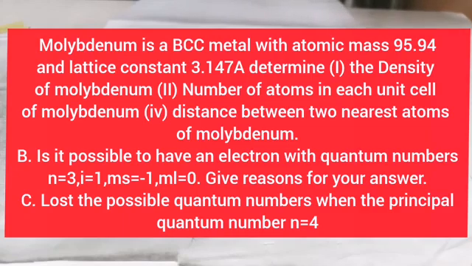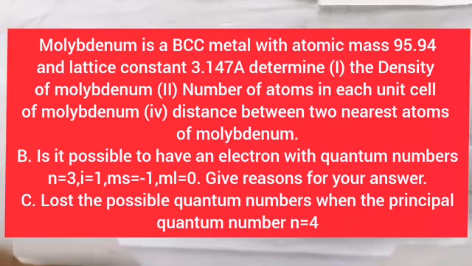1. The density of molybdenum. 2. The number of atoms in each unit cell of molybdenum. 3. Determine the distance between two nearest atoms of molybdenum. And then the question continues, it says, is it possible to have an element with the quantum number n equal to 3, l equal to 1, m_s equals minus 1, and m_l equals 0? Give reasons for your answer.